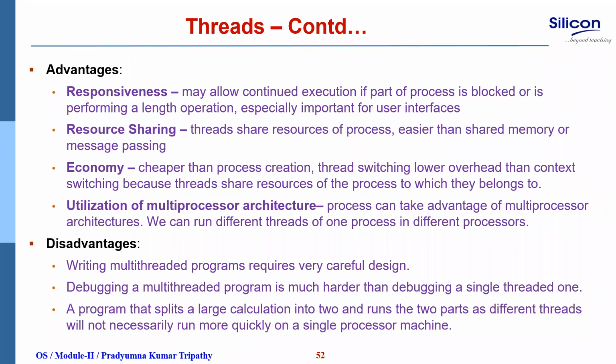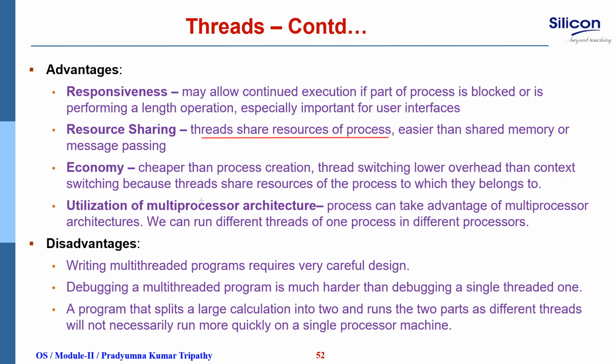The next is resource sharing. Threads share resources of the process. Do you remember? Threads share resources of a process. They are not allotted resources of their own. Whatever resources are allocated to a process, all the threads of that process can share. So it is easier than shared memory or message passing because they can share the resources.